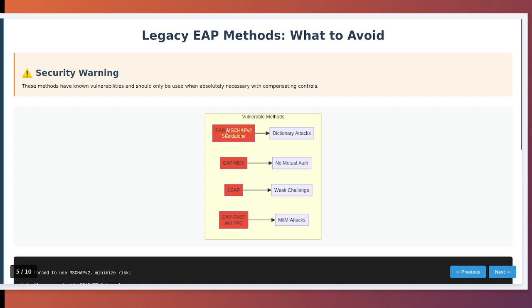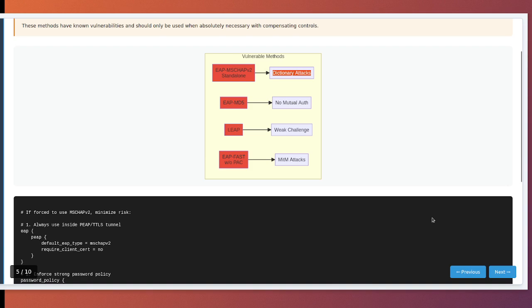Standalone MSCHAPv2 without an outer tunnel is fundamentally broken. It is vulnerable to dictionary attacks, and tools like Asleep can crack captured MSCHAPv2 exchanges offline. The protocol was designed in the late 1990s when our understanding of cryptographic security was less mature. Microsoft themselves have deprecated standalone MSCHAPv2. So why am I even mentioning it?